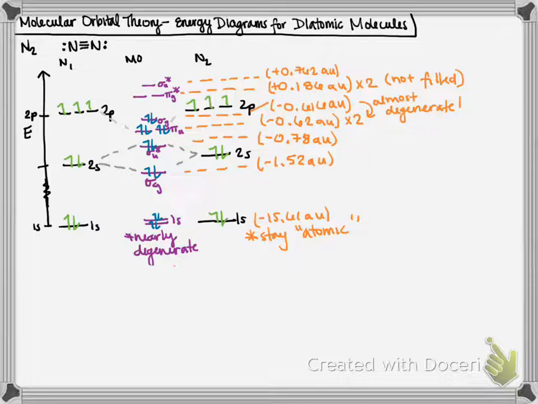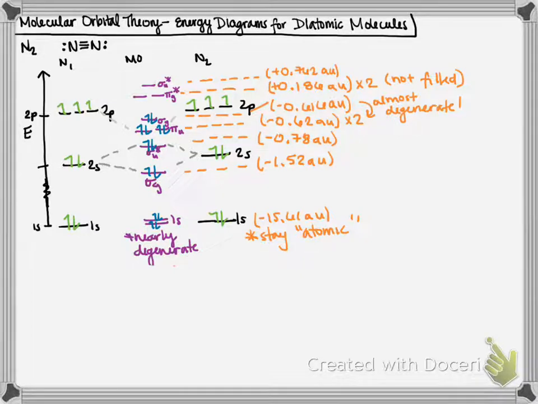So each of our nitrogen atoms contributes 7 electrons. And so we should have 14 total electrons when we fill. So we'll see that both of our 1s's get filled. Remember, these were basically our atomic 1s looking orbitals. And we'll see that our sigma gerade and our first sigma ungerade get filled. Our pi ungerades are all full, and our sigma gerade is filled.